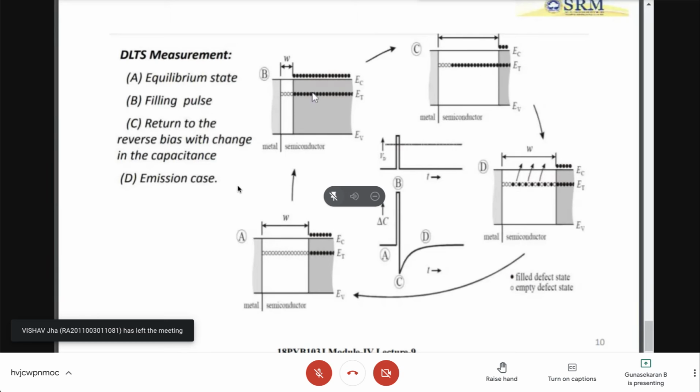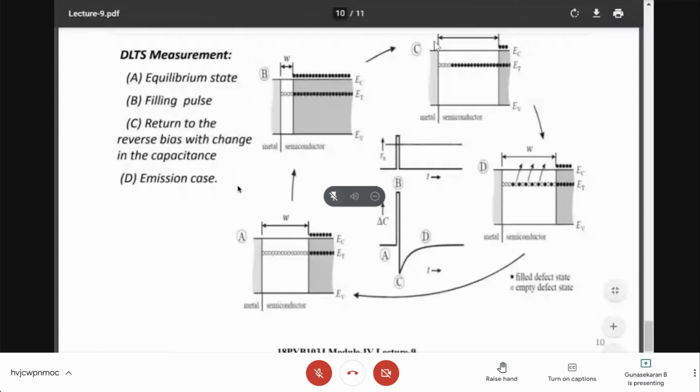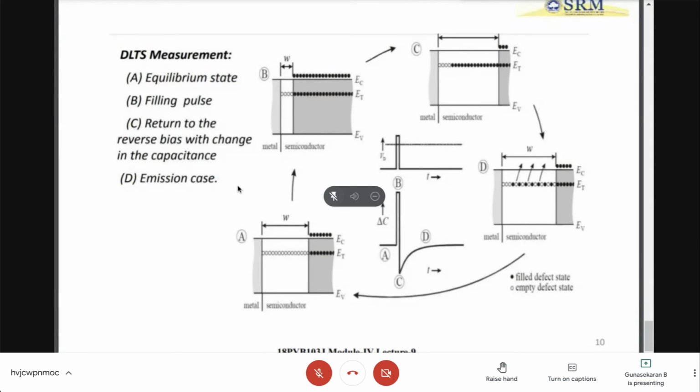See here, in B, when it is connected to forward bias, the width of the region decreases. W decreases, and almost all the defect levels are completely filled. In C, when the diode is again connected to reverse bias, the width of the region increases. But at the same time, not all the trapping levels come out. Slowly they will come. So that is C.